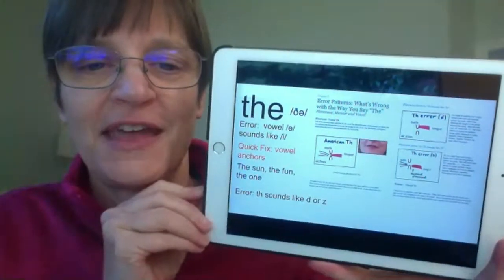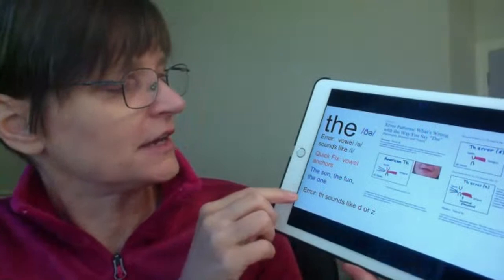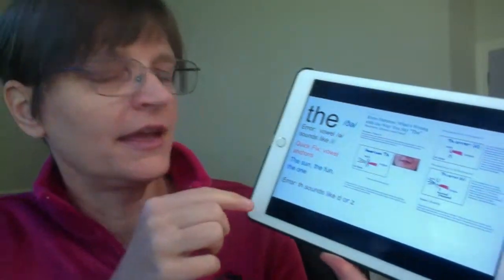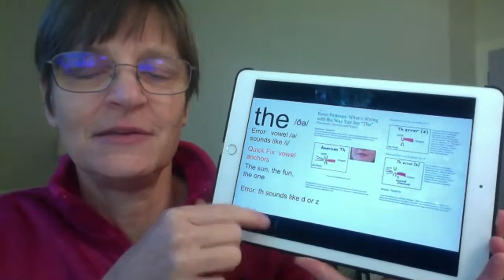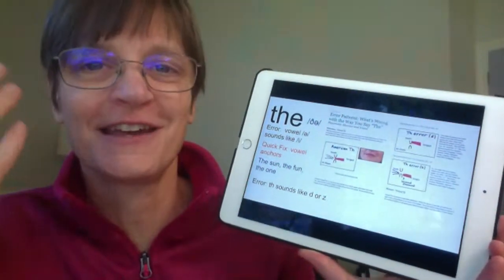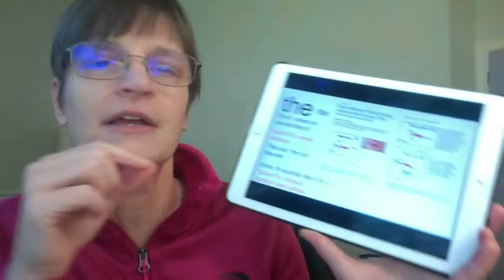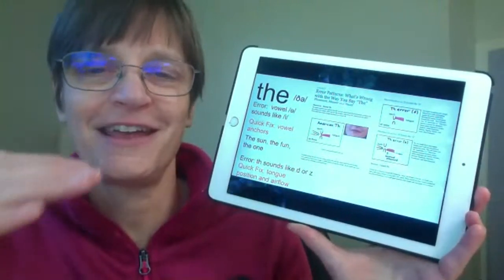One of the quick fixes for the vowels, of course, is using the anchors. So I can try phrases like the fun, the sun, the one, and keep that vowel consistent across the two. For the error where my TH might sound more like a D or a Z, it's a slightly less quick fix. I have to learn to create that new error pattern or that new sound. So there's two things. I need my tongue in the correct position, and I need airflow. I need that sound to continue.